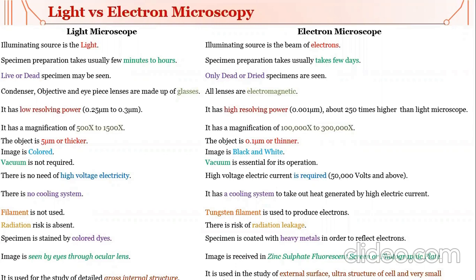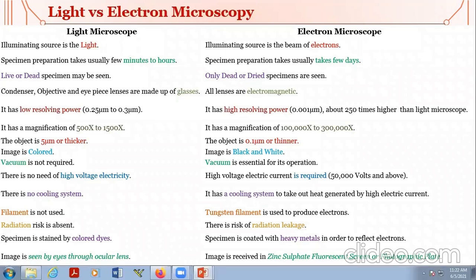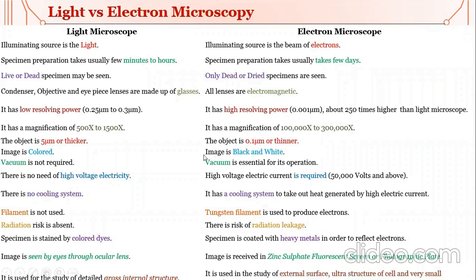Fourth, the condenser, objective and eyepiece lenses are made of glass. We are using convex lenses to focus the light onto the focal point, that's why glass is used. But in the electron microscope, we use electromagnets to control the beam and give it direction, because electrons can be given direction through electromagnetism.